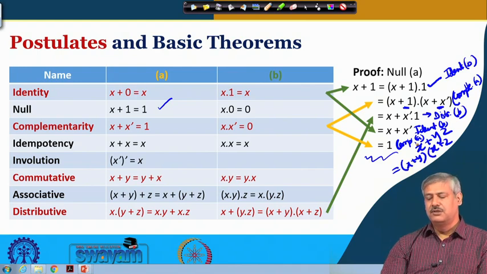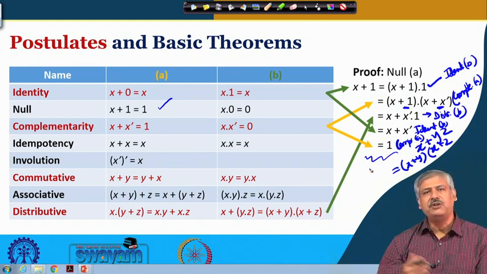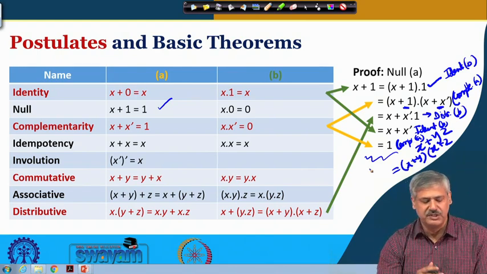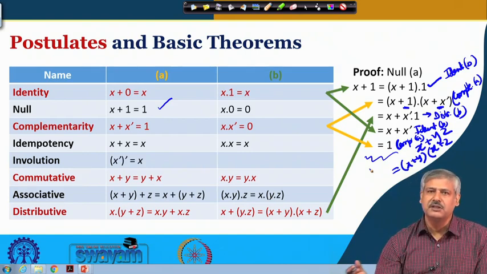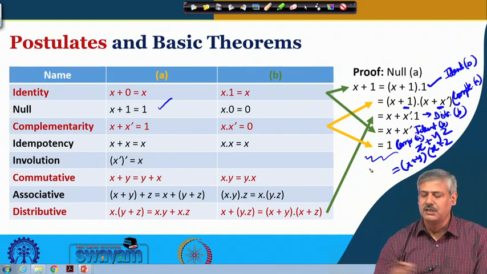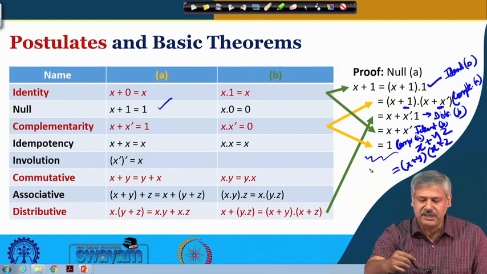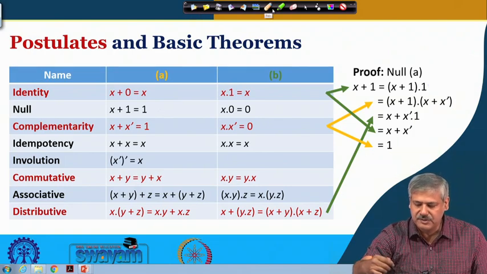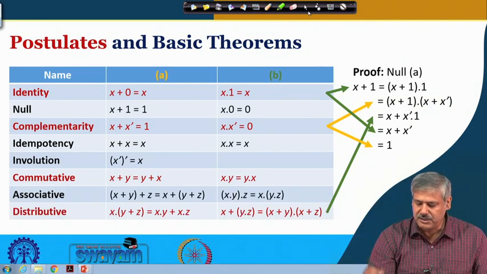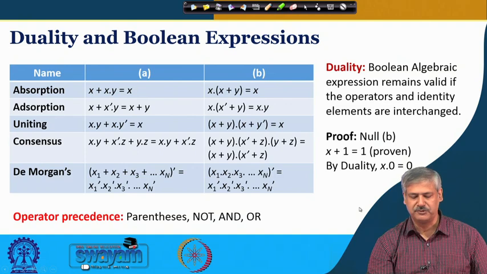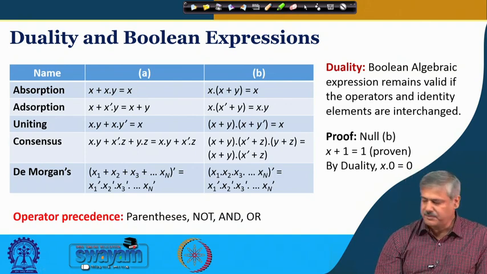Is it clear? So, x plus 1 is equal to 1. So, that way all these theorems can be proved. And if it is asked, you can write the corresponding postulates or other basic theorems that you have used on the right hand side to explain the steps that you have taken to arrive at that particular proof.